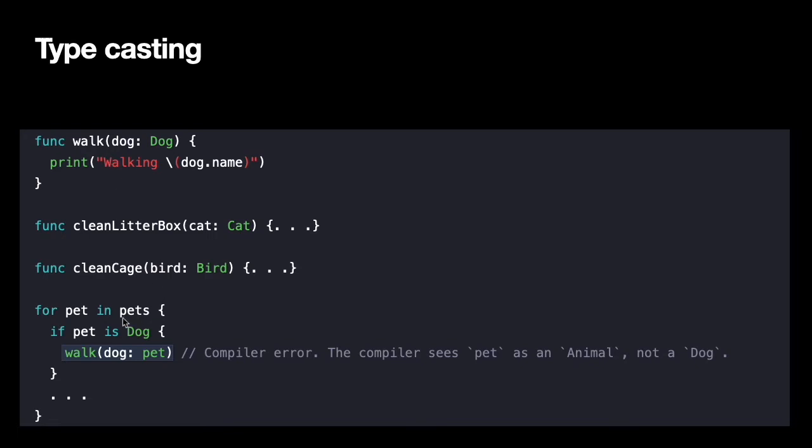So here we have our pets array, and for each pet in pets, we test to see if the pet is a dog. And if the pet is a dog, then we attempt to walk the dog. However, this results in a compiler error, because the compiler thinks that the pet is of type animal, because pets was an array of animal, not an array of dogs. So we need some way of telling the compiler that we know that pet is actually of type dog, so we can execute methods that are specific to the dog subclass.